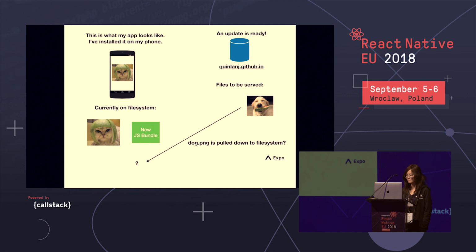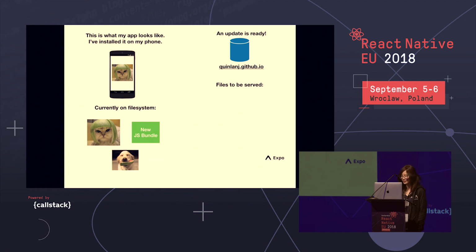All right, so given that logic, let's take a look at how we update our app. So first of all, we figure out, okay, should we pull dog.png down to the file system? Well, dog.png is not on the file system, so let's grab it from the server. So we pull it down from the server, and we cache it for future use. This means that every time the app starts up again, I don't need to pull from quinlanj.github.io. It's on my file system, and I don't need to make another network call.